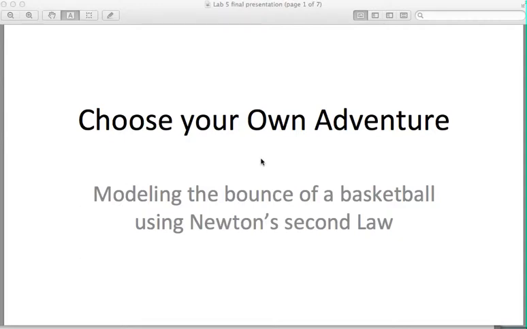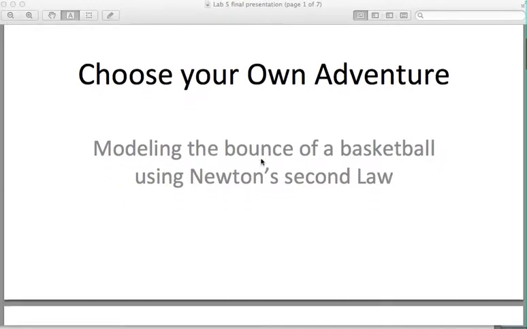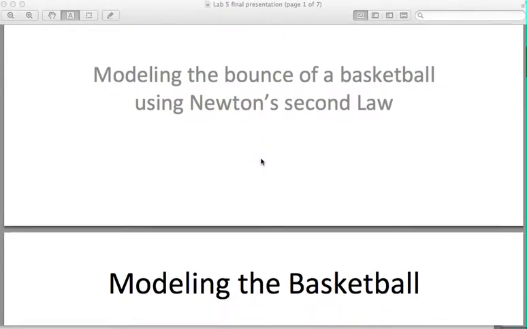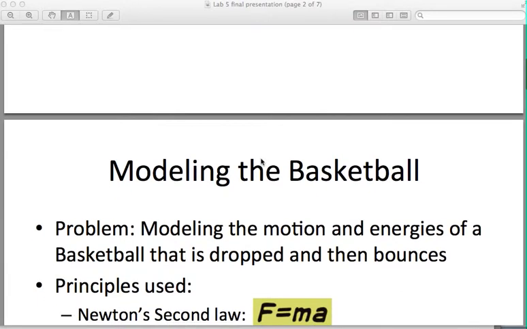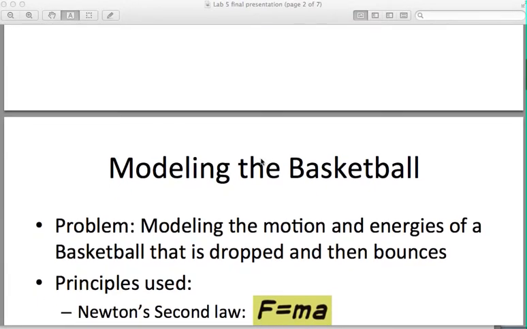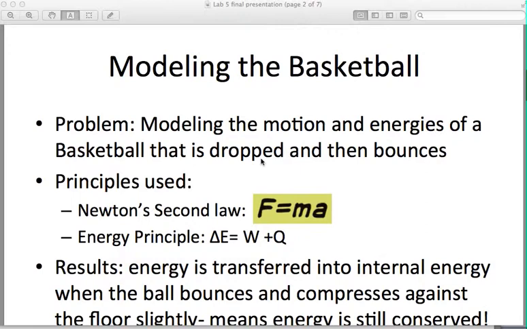Using Newton's second law, I modeled it being thrown down through its bounce to show the conservation of energy. And so this is my problem statement.